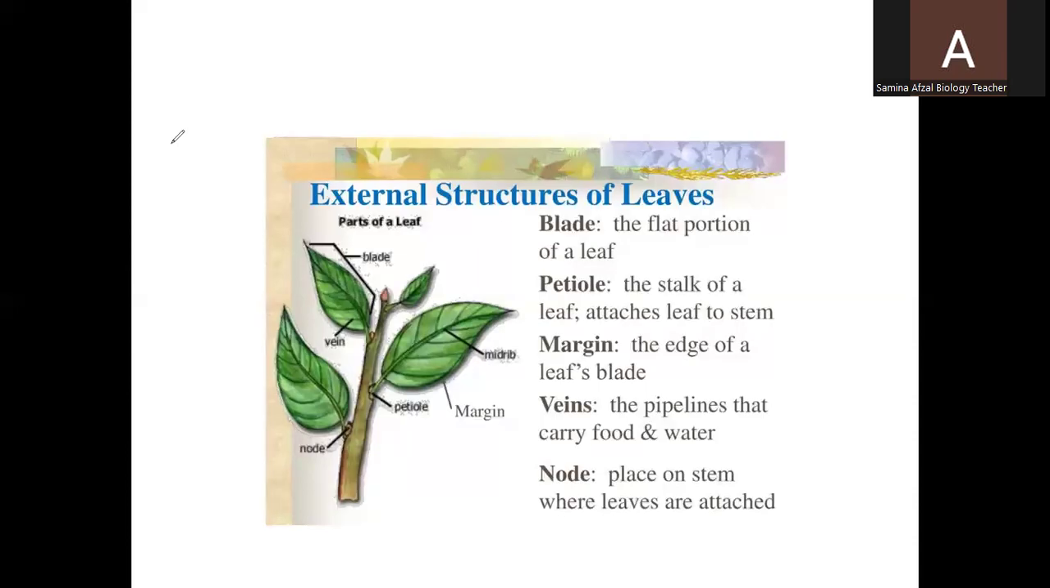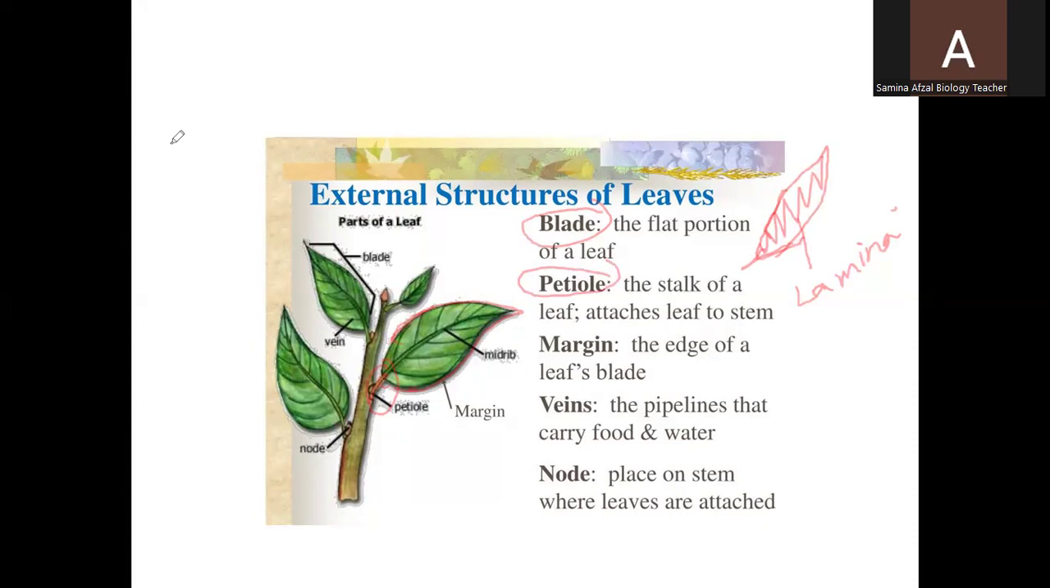First of all, this flat or spread portion of the leaf is called the blade. This is the blade, and the blade is also called the lamina. And the petiole is a leaf stalk. It is a leaf stalk with the help of which a leaf is attached to the stem.